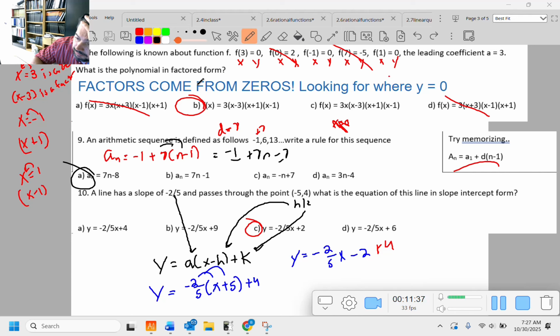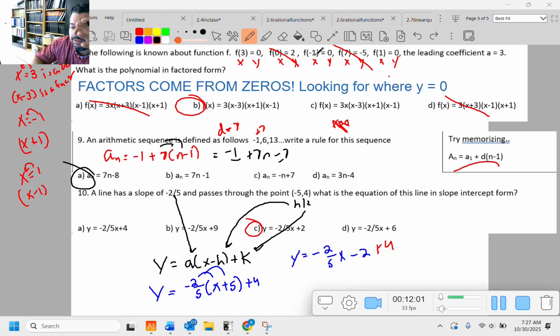But I noticed I said factors come from zeros. So then I started crossing out things that were not zeros. This one's not a 0, this one's not a 0. Then I looked at function notation. This guy right here literally says x is 3. So to create the factor, I shift the 3 left, which means that x minus 3 is a factor. As soon as I saw that, I threw away choice A and choice D.